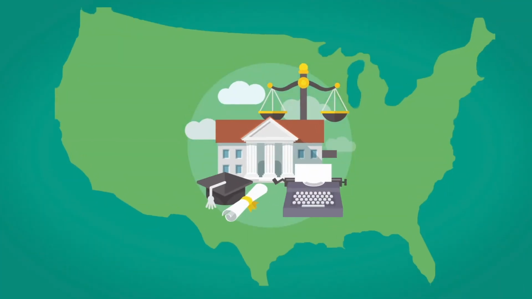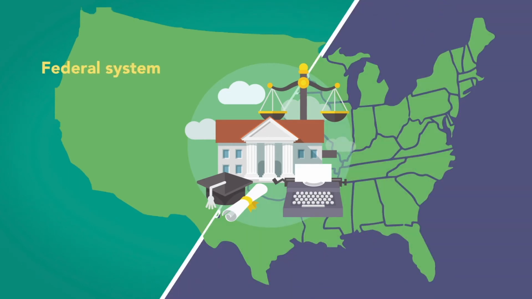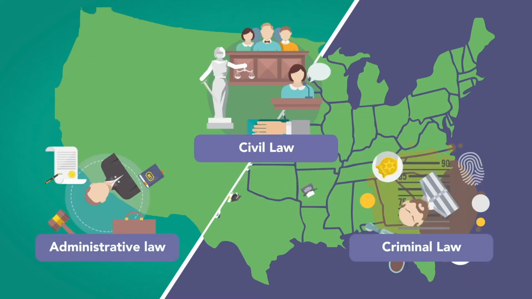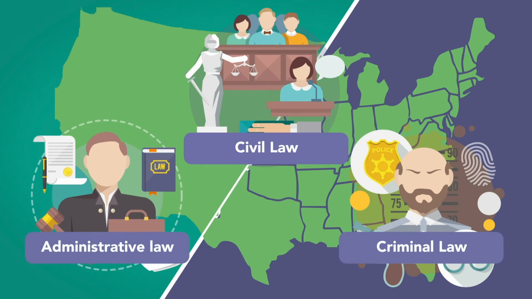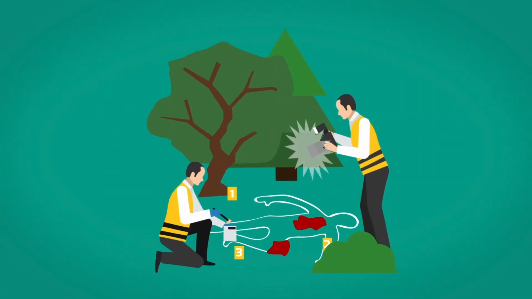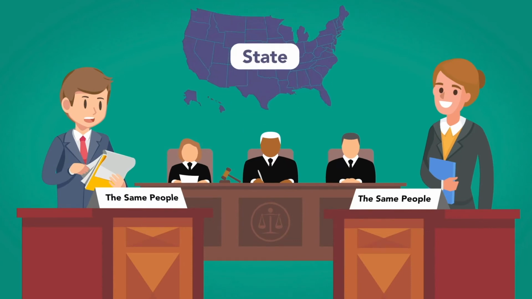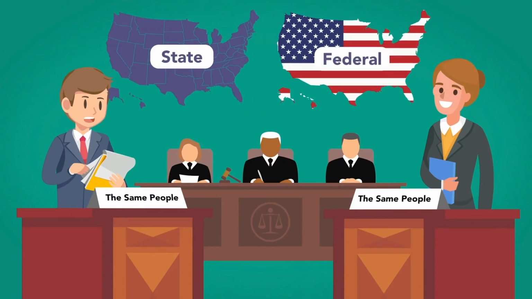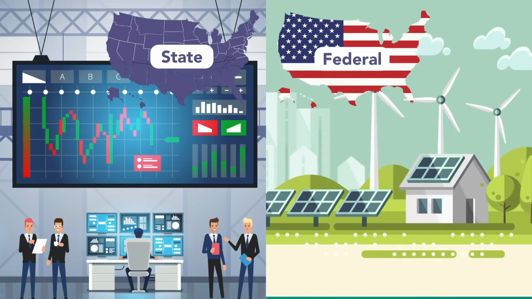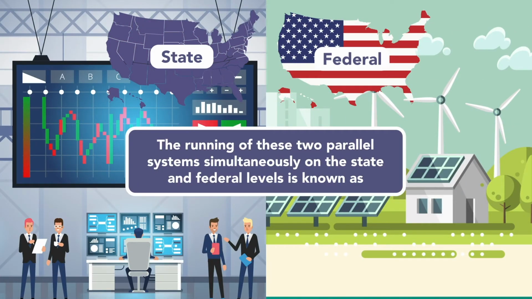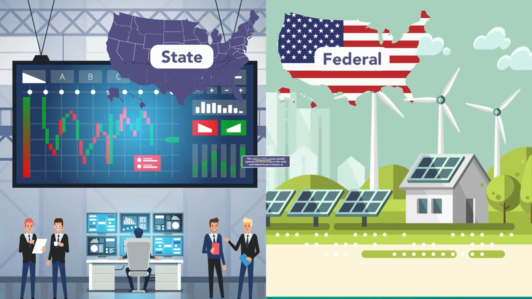The United States has a unique court system in that it is divided between a federal system covering the whole country and independent systems in each state and U.S. territory. The systems can cover the same grounds in criminal, civil, and administrative law. For instance, there are both federal and state laws against murder. Lawsuits can be brought by the same people against the same people in both state and federal court, and both the federal and state governments regulate things like securities and the environment. The running of these two parallel systems simultaneously on the state and federal levels is known as federalism.